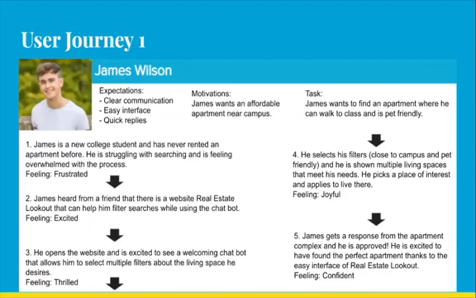And then going on to the fourth phase, James is feeling very joyful as he selects his filters and is shown multiple living spaces that meet his needs. He also picks a place of interest and applies to live there. And then during the final phase, James gets a response from the apartment complex and he is approved to move in. He is very excited to have found the perfect apartment thanks to the easy interface of Real Estate Lookout, and as a final result, he feels very confident.